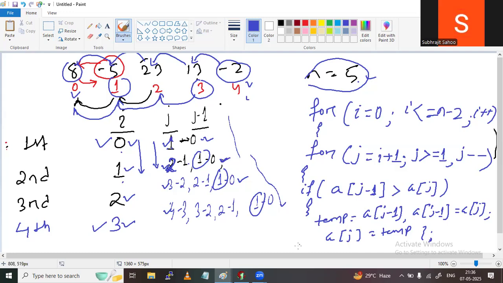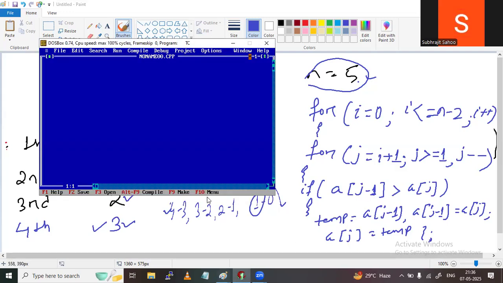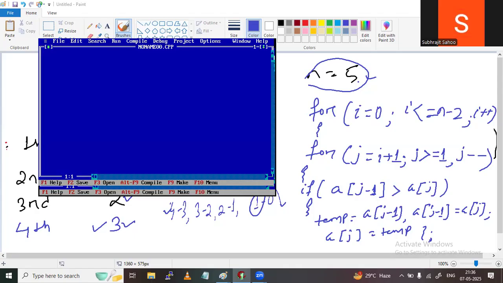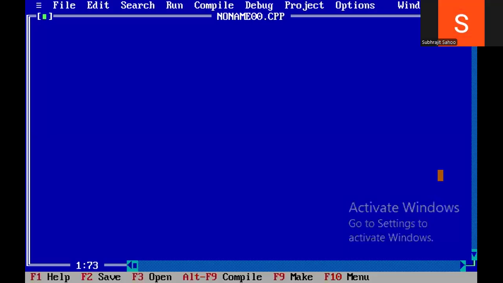Then you have to print the element, right? Print the element. Now see, look here, I will write the same logic that I explained here, and we will see whether it is working or not. Very simple. Okay.